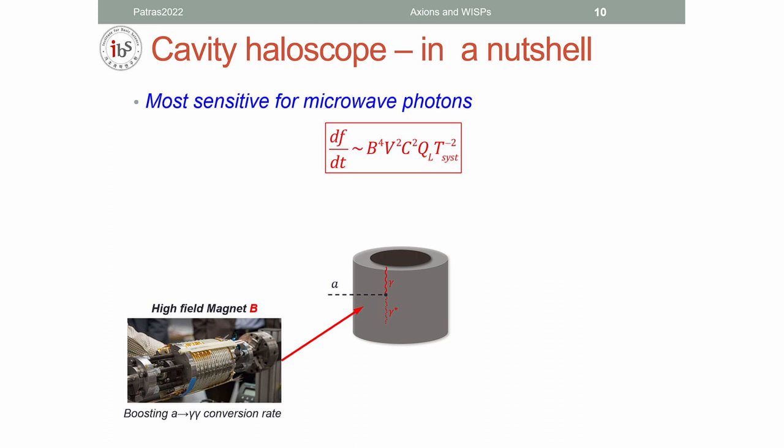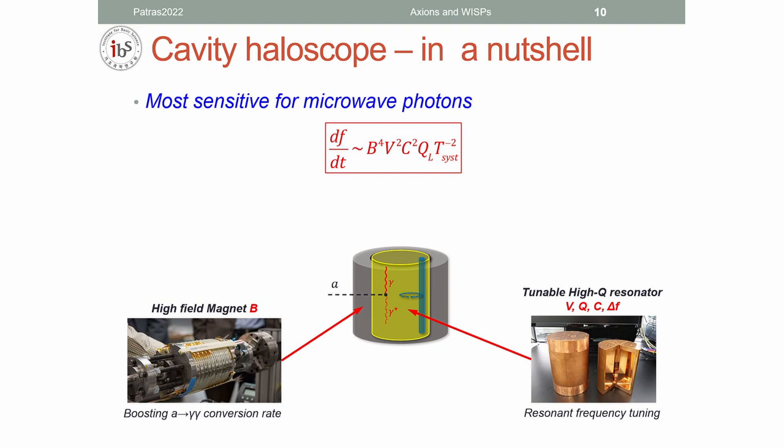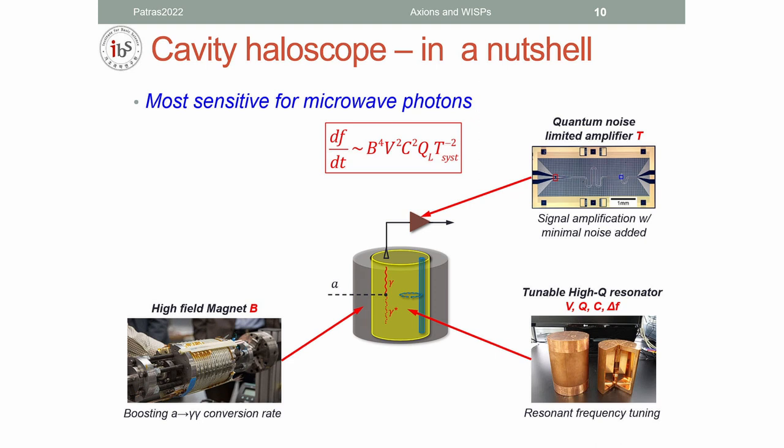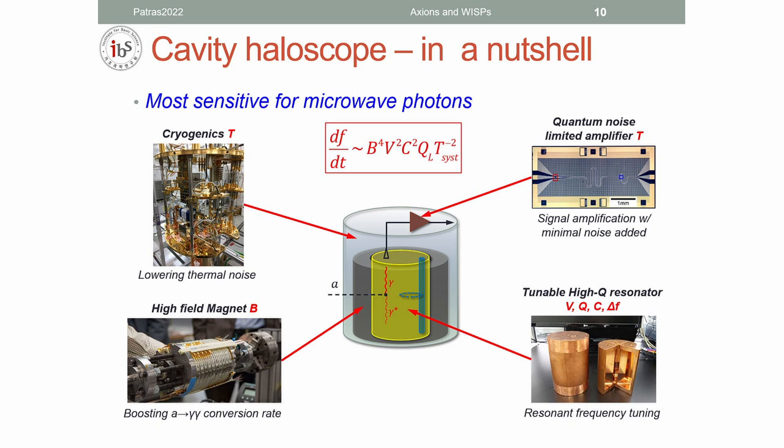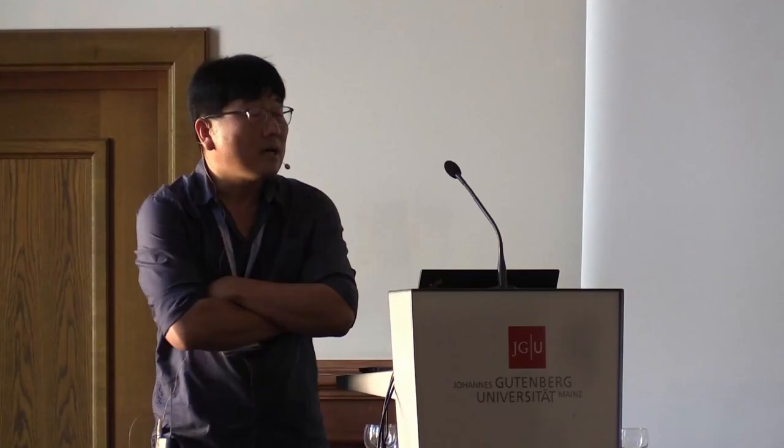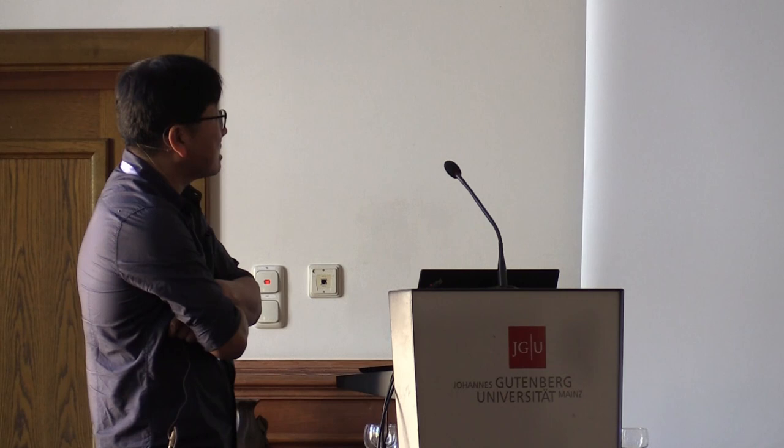It requires a very strong magnetic field to boost the axion to photon conversion, and then we need a tunable, very high Q resonator to enhance the signal through the resonant effect. And we also need to amplify this very feeble signal through a quantum noise limited amplifier, and we also perform this in a very quiet environment. But by combining and integrating those things, this is very much possible. We can perform this in a pretty small size, so I consider this a good example of a tabletop experiment. That's why it's pretty popular nowadays.